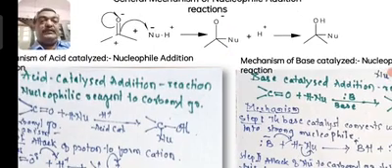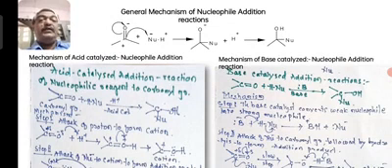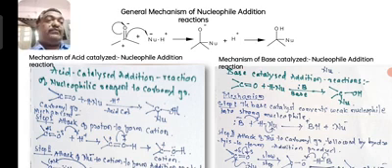Now, whatever the mechanism I have explained in general can undergo in two different ways. Mechanism of acid catalyzed reaction: here addition of acid H plus will take place. And mechanism of base catalyzed reaction: in presence of a strong base, the nucleophilic reagent reacts to give a strong nucleophile, and the addition takes place. In both cases, the addition product is addition of OH and Nu, as I have shown in the beginning.